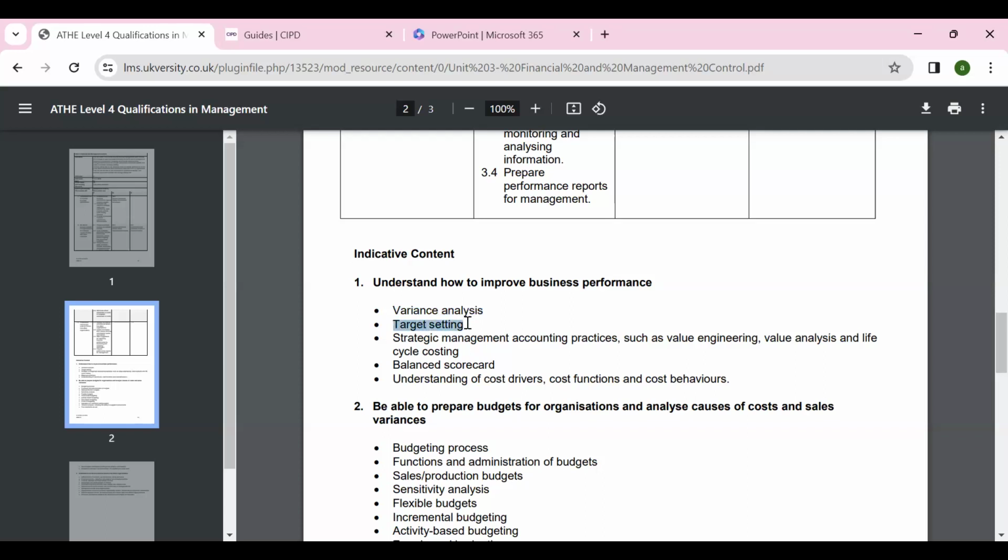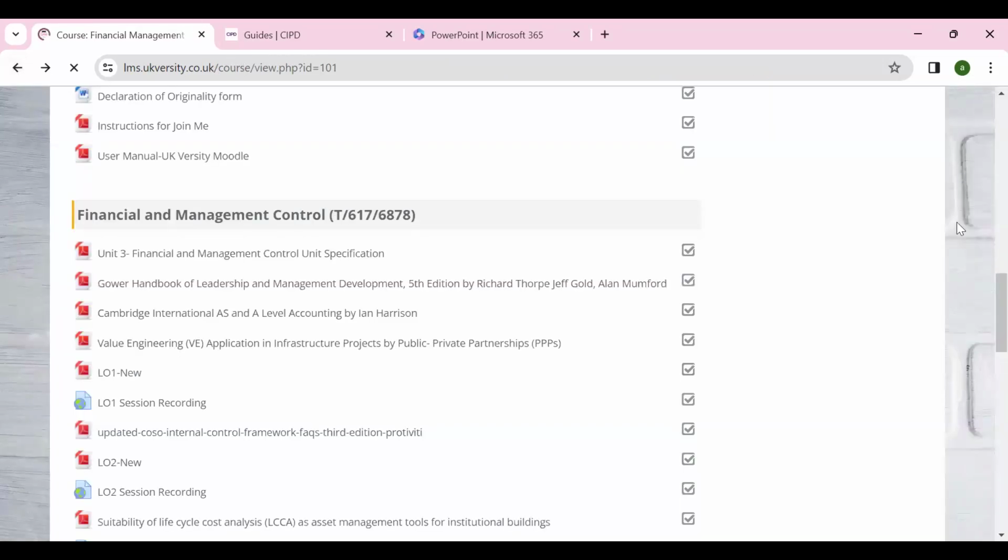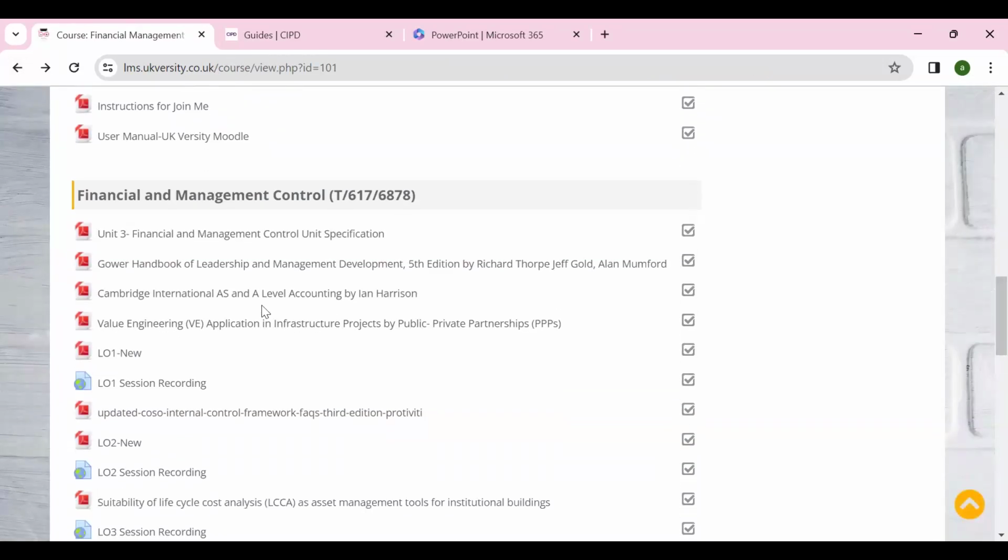Okay, target setting: targets need to be realistic. When we set targets, they can be ideal or attainable, and we can set different standards accordingly. We can look at value engineering and value analysis, the balanced scorecard, as I mentioned, and cost drivers, which drive the cost, such as in absorption costing and ABC costing. In ABC costing, we look at cost drivers. Each lesson will go through the indicative content according to the learning outcome. Okay, so today's lesson will look at LO1, learning outcome one.